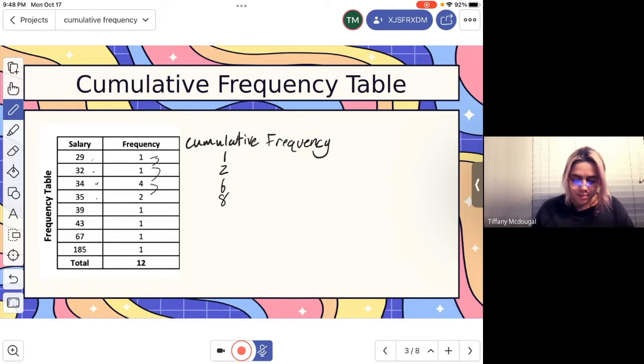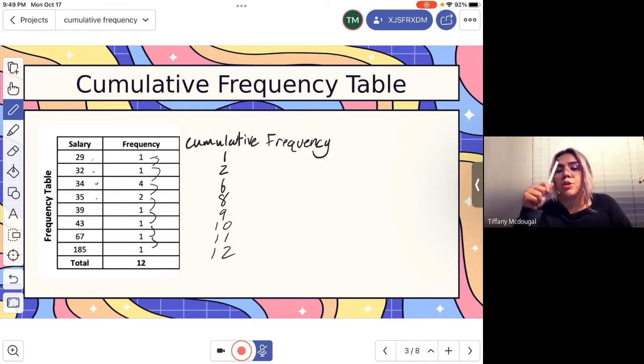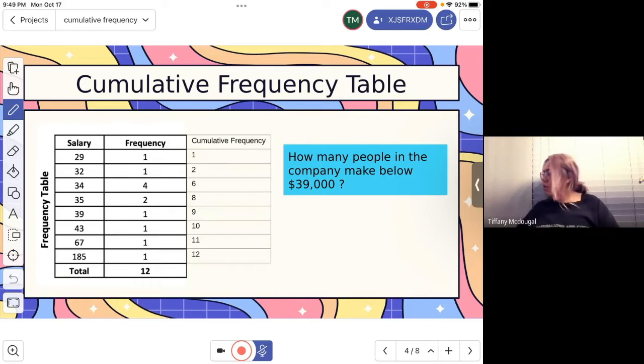8. 8 plus 1 is 9. 9 plus 1 is 10. 10 plus 1 is 11. And 11 plus 1 is 12. And you will know that you did the cumulative frequency correctly because your very last number in the cumulative frequency column should be equal to your total, because it means that you have accumulated all of the data points. A little bit more organized.